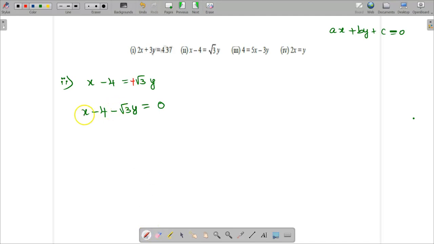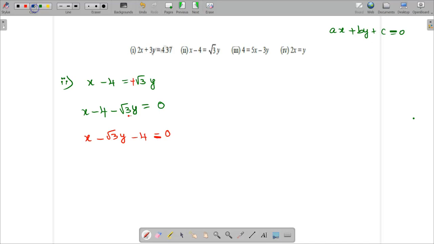So now again compare this equation and this equation. Here I have the x term, followed by the y term, followed by the constant. So just rewrite this equation: x term, followed by y term. What is the y term? It is minus root 3 y, followed by the constant. What is the constant? It is minus 4, which is equal to 0. So now compare this equation and this equation. As I already said, if you have plus, directly you can equate. If it is minus, just take the minus also and equate.